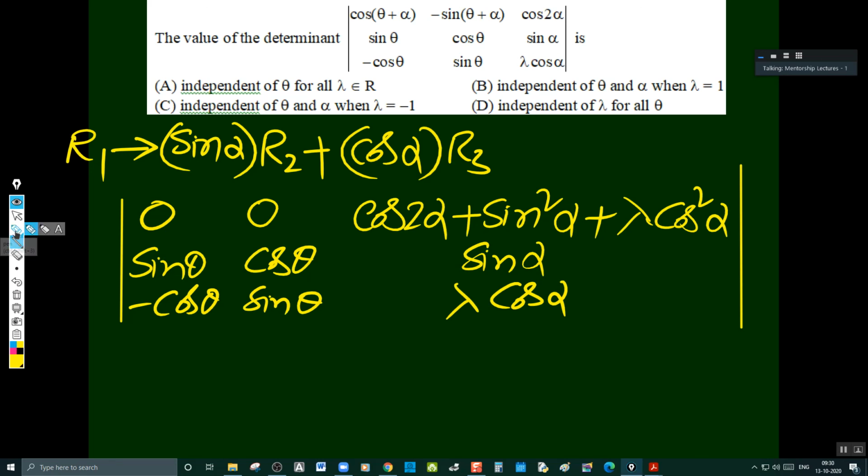That is the correct option. Coming to B here, independent of theta and alpha, well, lambda is equal to 1, he is saying. No, it's not possible because if you put lambda 1 here, this becomes 1 plus cos 2 alpha into 1. So it is not independent of alpha. So that is wrong.